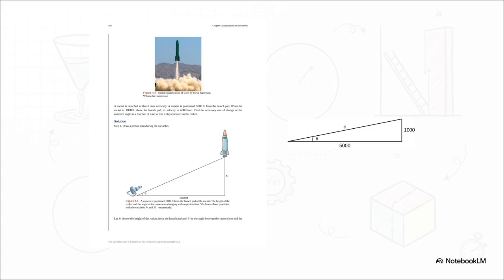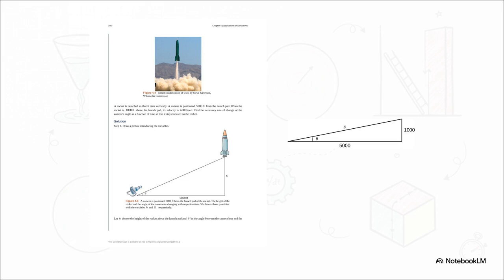I honestly love this side-by-side view. It so beautifully bridges the gap between raw, messy reality and clean mathematical abstraction. On the left side, you have the violent, chaotic, smoky reality of a massive rocket launch. On the right, the crisp, simple right triangle that models it.